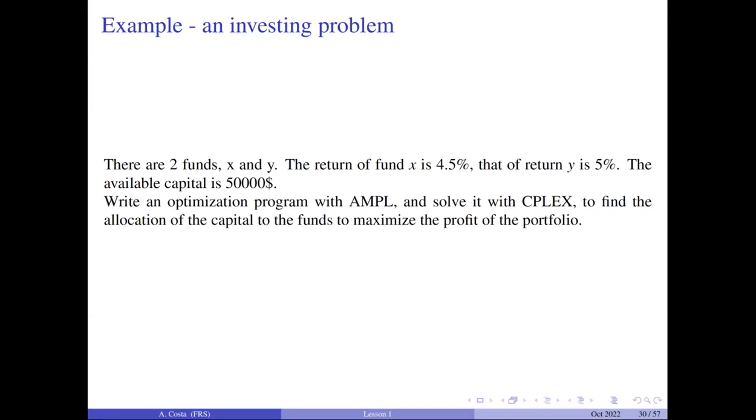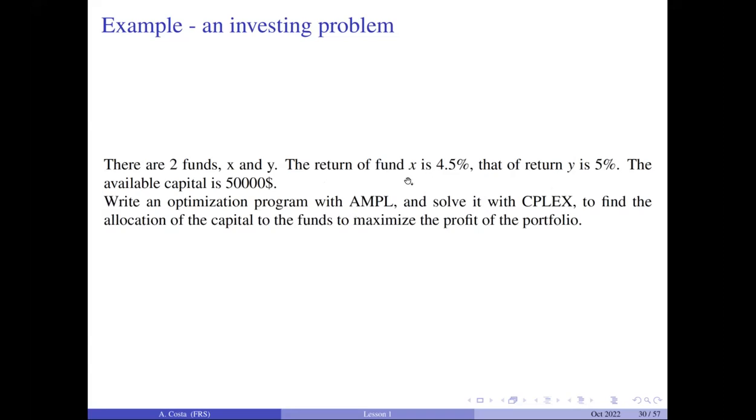So imagine, I hope nobody is from finance here, because they will not like this. It's very simplified, it's not realistic at all. But just for the sake of this application here and this course, imagine that you have two funds, let's call them X and Y, and imagine that you know the return of these funds. So the fund X will give you 4.5% a year, and you have another fund Y that gives you 5% a year. And then you have $50,000.